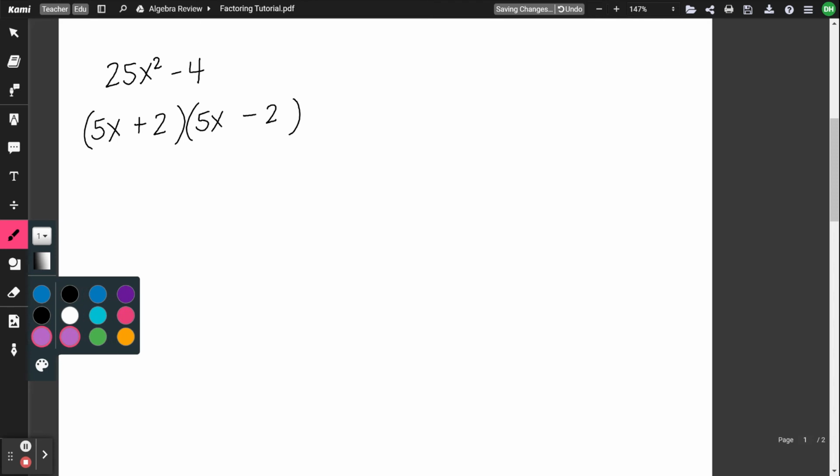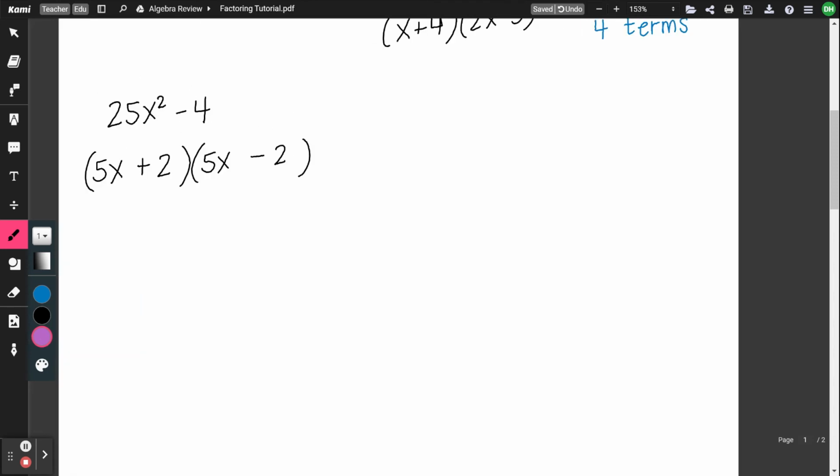And think about what happens when you multiply this out to check. I would get negative 10x, and then here I would get positive 10x. So that just equals 0. That's why I'm not seeing an x term in the middle. Okay, so same premise, but if you notice that they're perfect squares, you can do that pretty quickly by just knowing that pattern, that it's going to be the square root of each term, one plus, one minus.